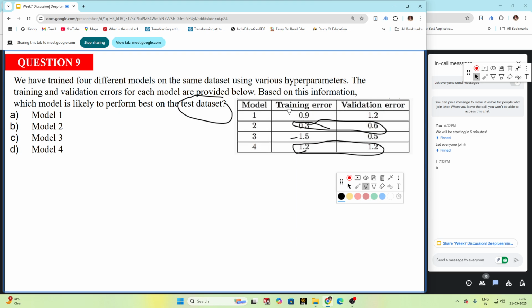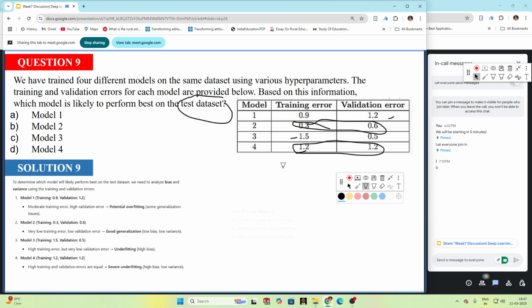For the first model, the training error is less and the test error is more, so overfitting is here. Here also some kind of overfitting is present, but this is acceptable because both the training error and validation error are low. For the last model, the training error and validation error are very high for both. So that is why the second is most appropriate.